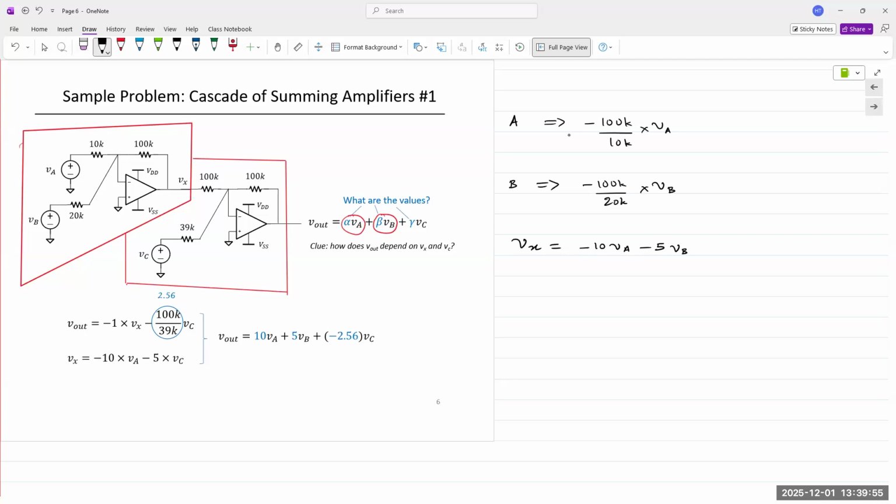So what is alpha? Minus 10. What is beta? Minus 5. And then what is gamma? Anyone? It's right there on the slide anyway. Just trying to see who's awake.